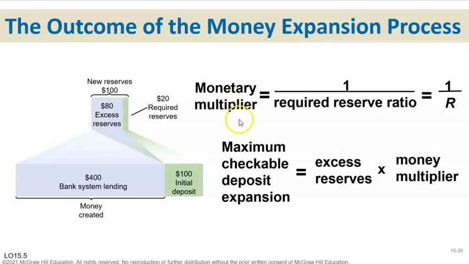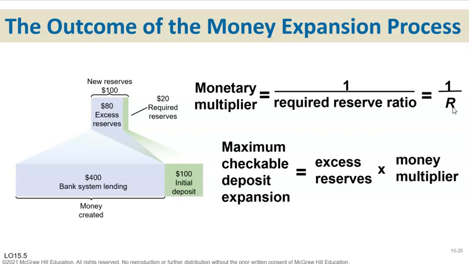To solve for the money multiplier, you just take 1 and divide by the required reserve ratio, which is always given to you. In the example we were just looking at, the required reserve ratio was 20%. We're going to change it into a decimal. So 1 divided by 0.2 is equal to 5. So the money multiplier in this example is 5.